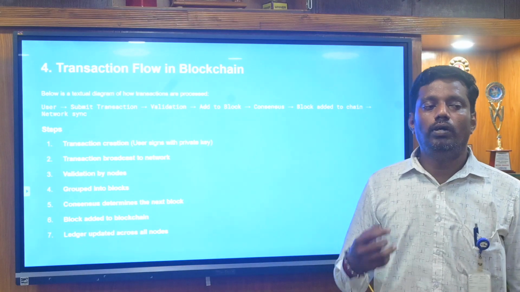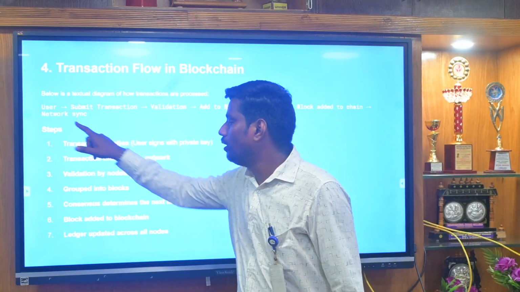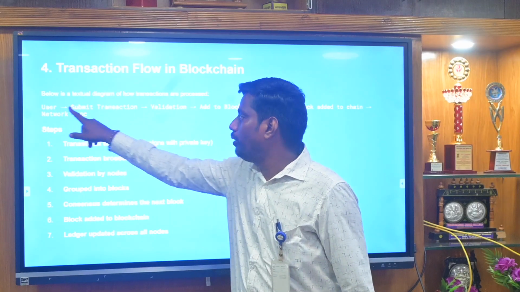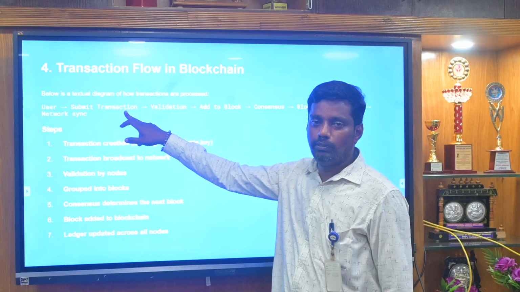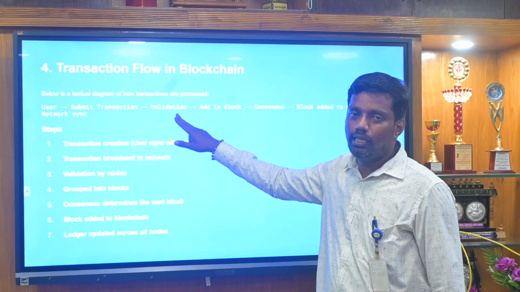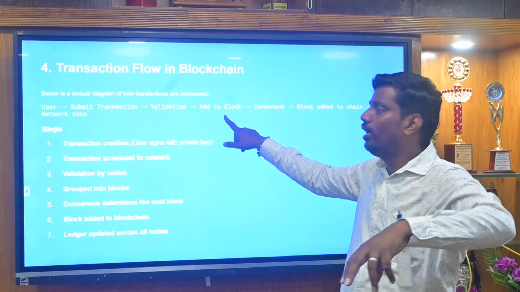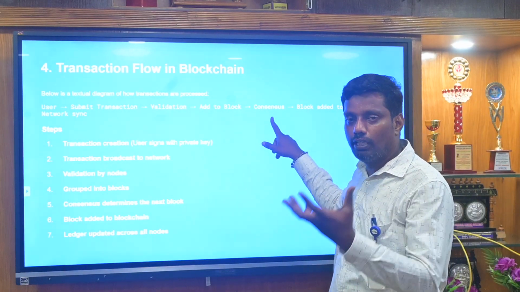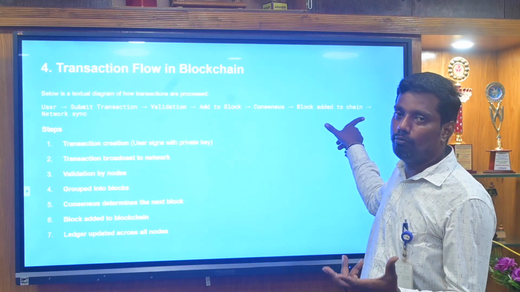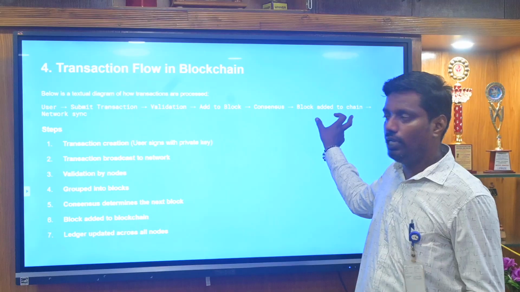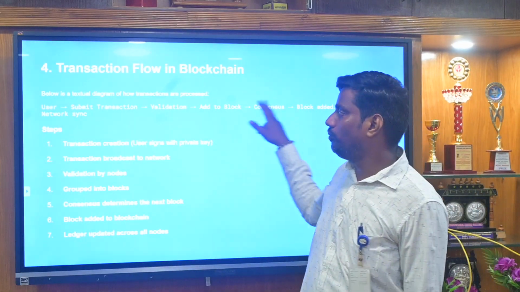The next one is the transaction flow in the blockchain. The diagram explains the flow. From the user, a transaction is submitted. Once the transaction is submitted, it is validated. Once validated, the data is added to a block, and that block is sent through a consensus mechanism. Once the block is completed, it is added to the chain, and finally the network is synchronized. So these are the steps that are followed.